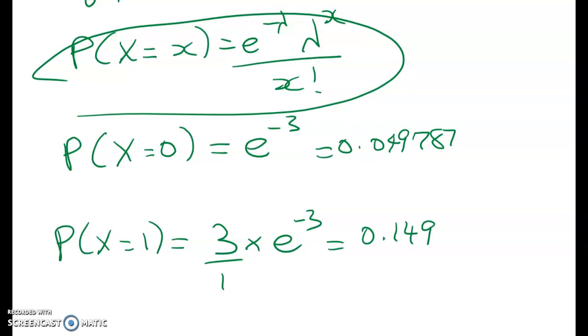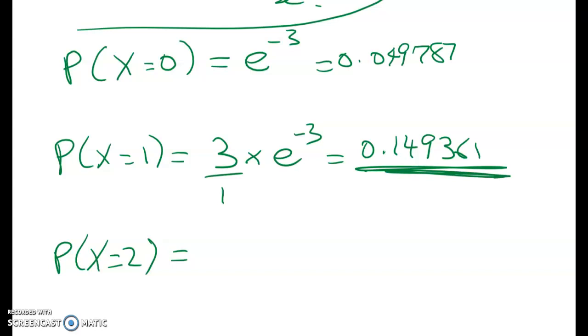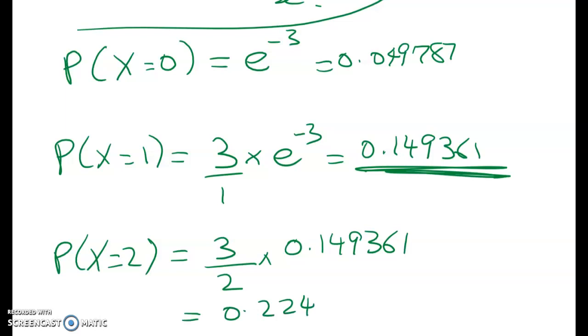That gives us this. And we do the same thing for the probability that x equals 2. So I'm going to use the recurrence relation again. It's going to be this last number that we got, so it's going to be 3 divided by 2 times 0.149361, which gives me 0.22404. Okay, so what have I got now?